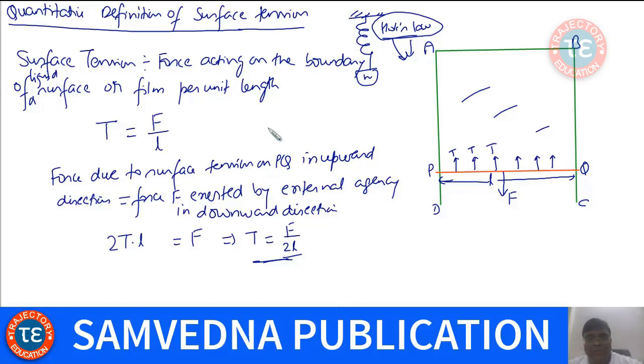So the surface tension of the film can be defined as the force acting per unit length of the film. Getting a point?